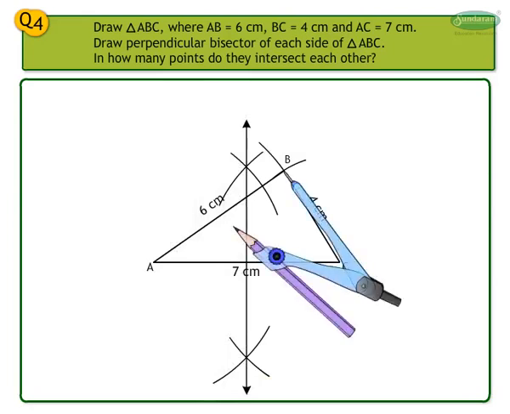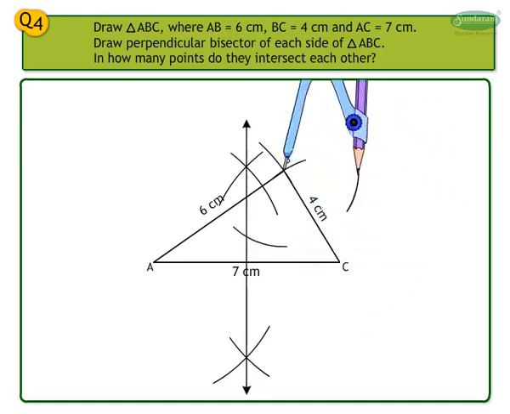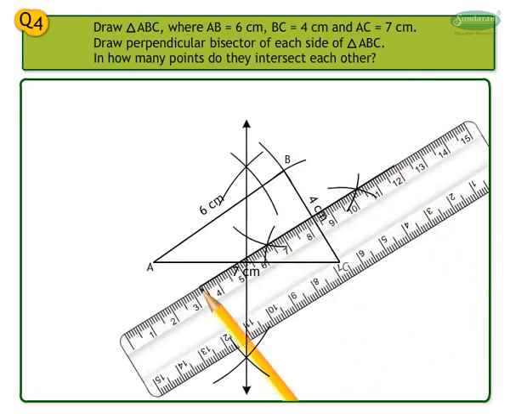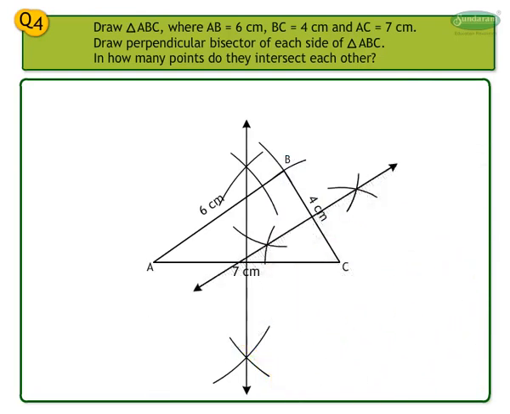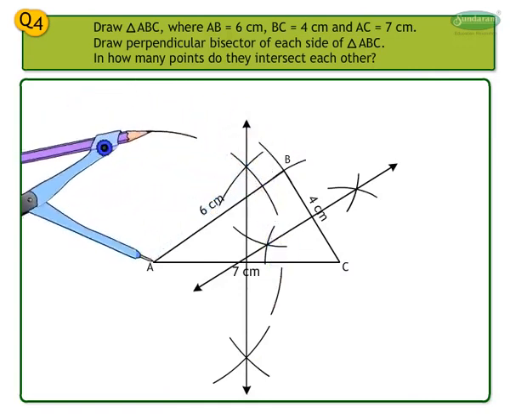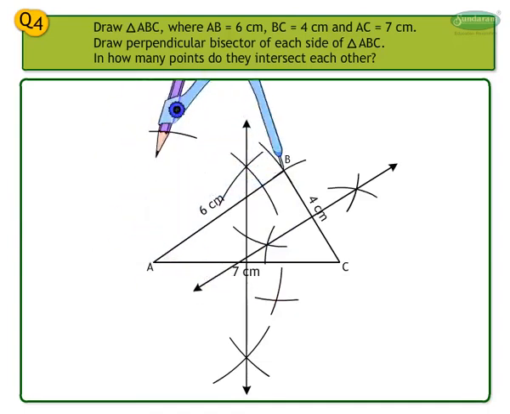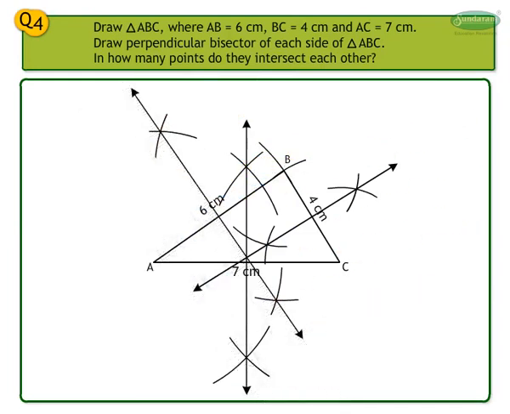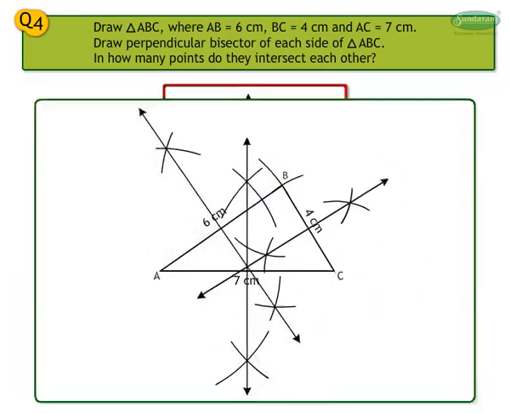Similarly, take B and C of segment BC as centers, and with more than half length of BC, draw intersecting arcs to the left and right of segment BC. Draw a line passing through the points of intersection of the arcs. We have drawn the perpendicular bisector of segment BC. We will similarly draw perpendicular bisector of segment AB, taking A and B as centers. Notice that all the three perpendicular bisectors intersect one another in one point.